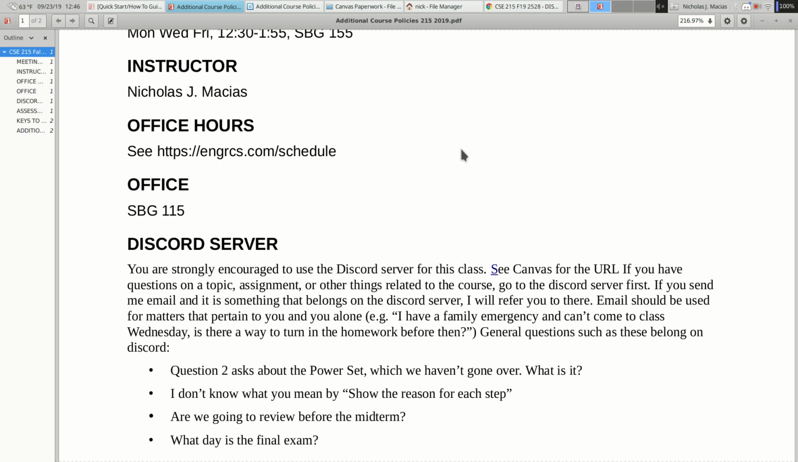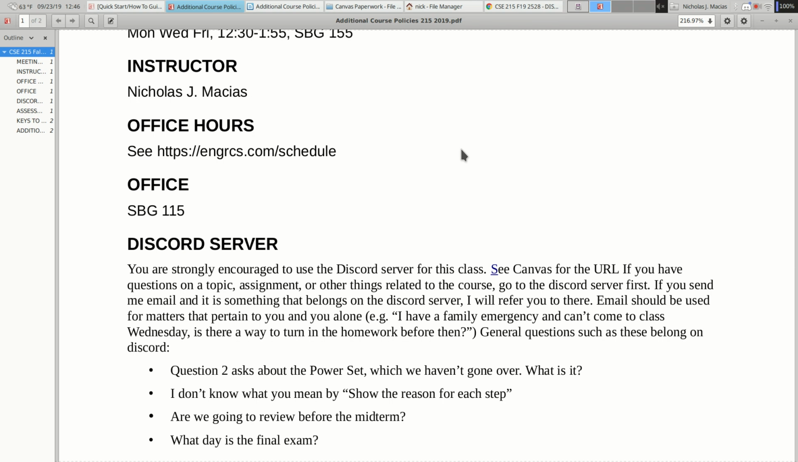If you send me an email with a question and I think it belongs on the server, I'll probably just respond and say, great question, go ahead and post that on Discord. Okay, and that's what that means. So we'll figure out on the way what's right for what. And like I say, there's no harm in sending me an email. I just can't respond to 50 individual emails every day if they're questions that can be addressed in a general forum.